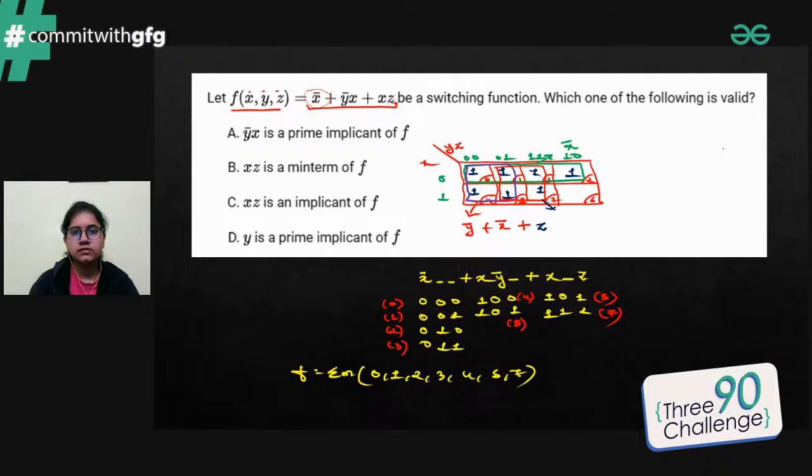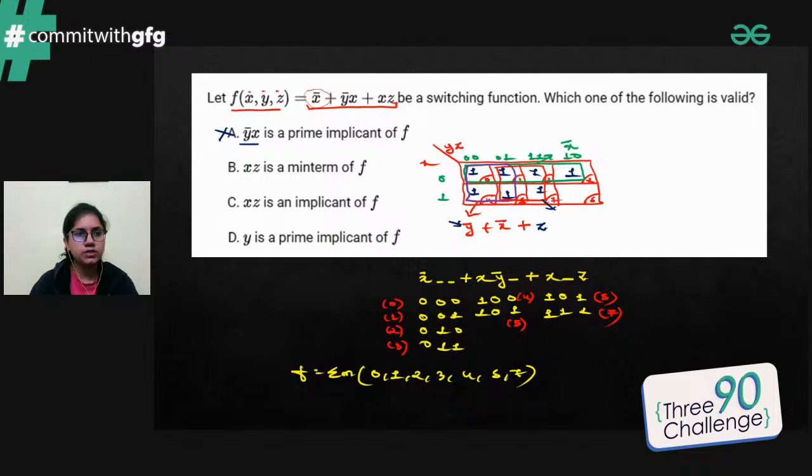Now, okay, so we did the maximum grouping. Now let's see the options. So can you say that y bar x is a prime implicant of f? So first of all, we haven't got any expression as y bar x. We just got y bar. So how can it be a prime implicant? It's just not an implicant. We haven't got the expression, so how can it be a prime implicant? So that's why option A is false.